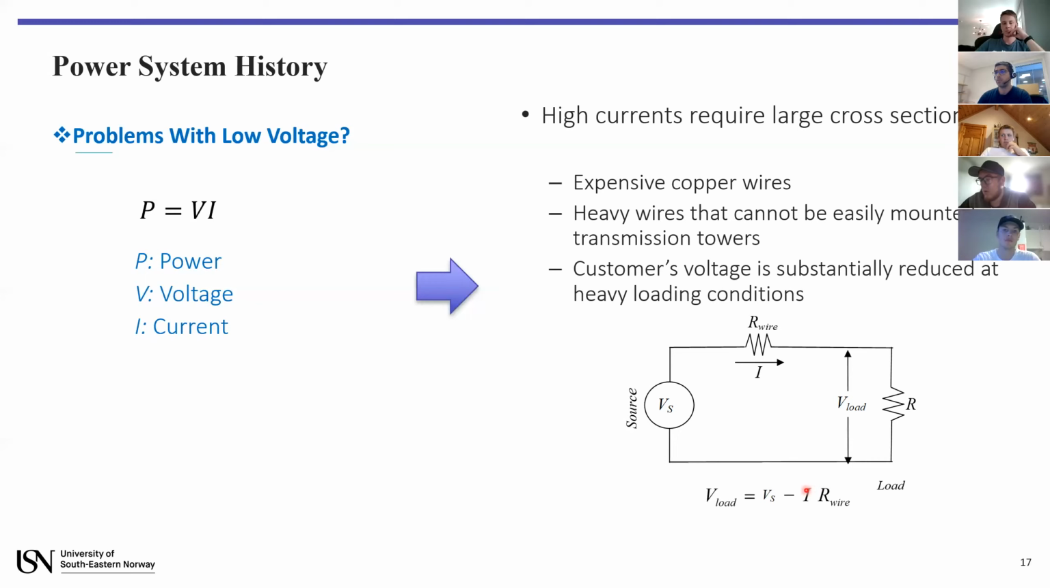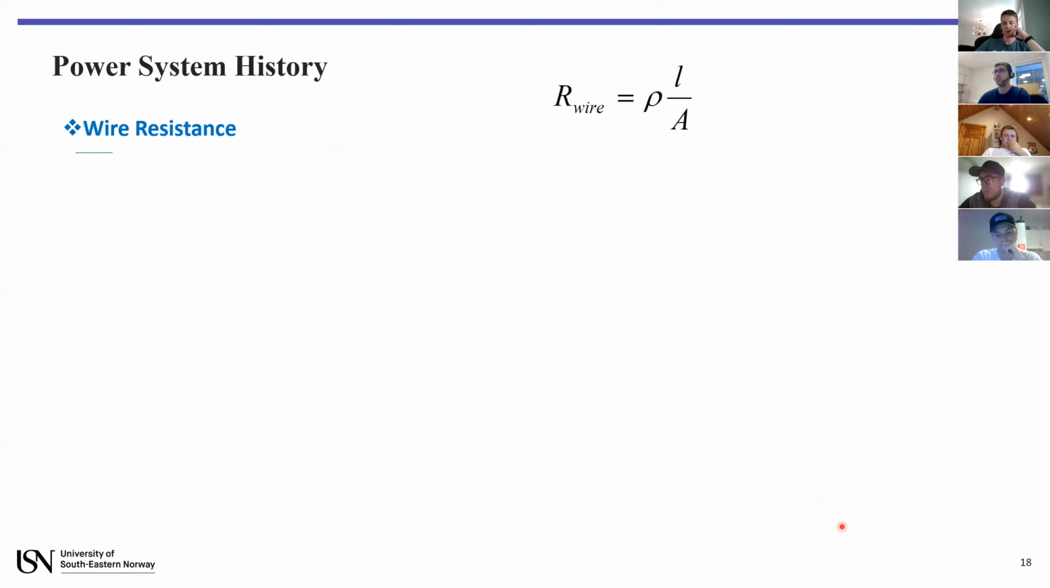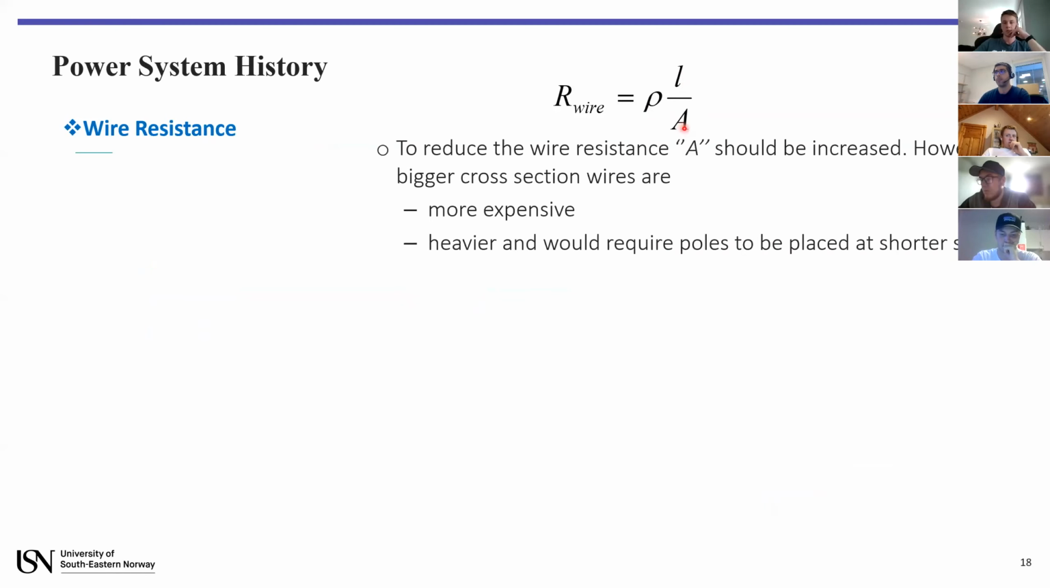So maybe one can say we can decrease the resistance of the wire. So if we increase and decrease, they can make it constant here. However, what happens if we decrease the resistance of the wire? So this is the expression for the resistance of the wire. It's the length of the wire, and this is the area. So if we want to decrease the resistance, we have to increase the A. So if we increase the cross section, again, it will be expensive, it will be heavy. So it's not a good option.